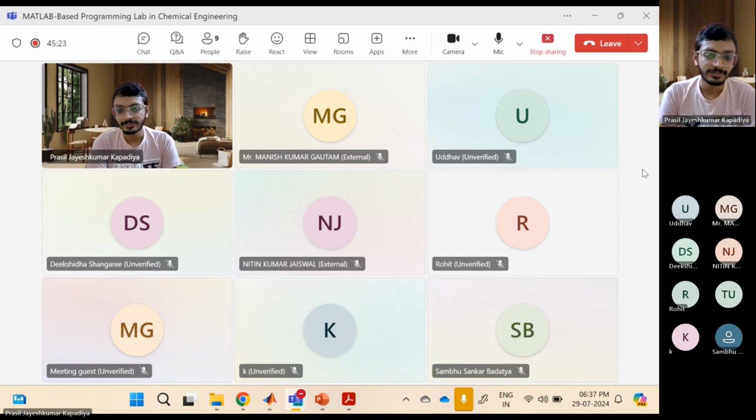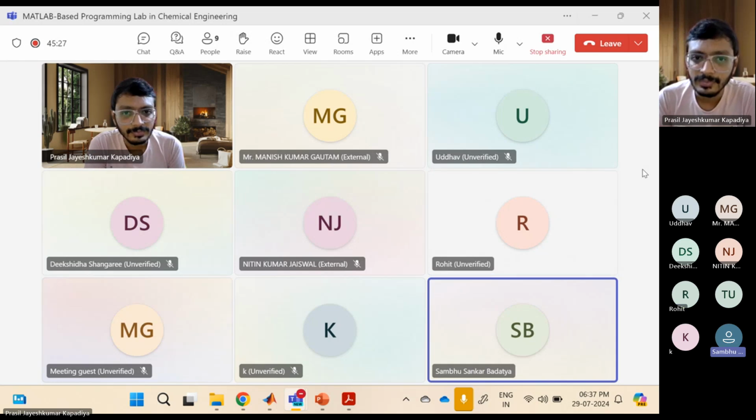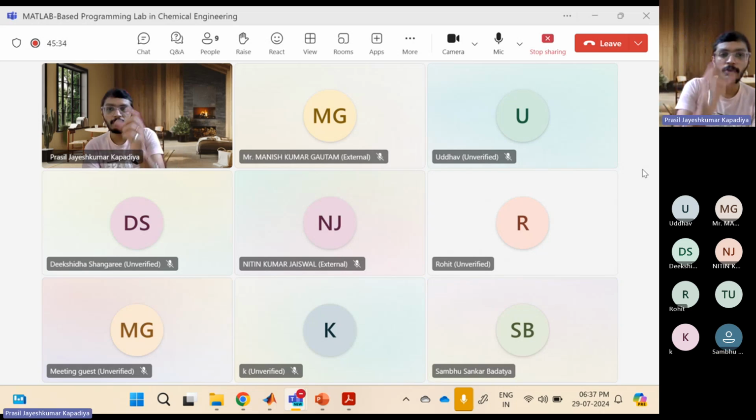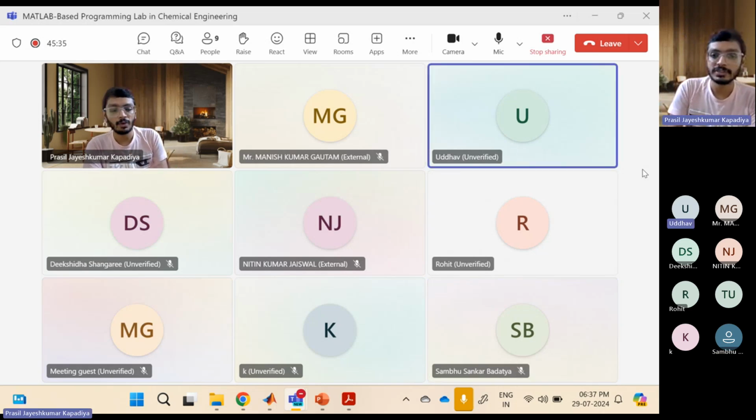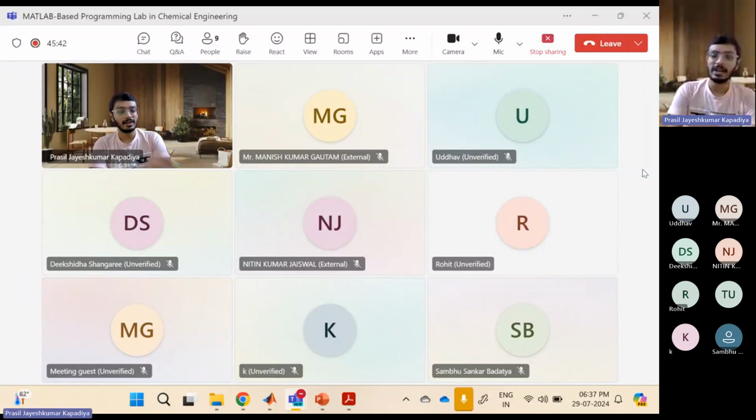Rohit? I think we can feed some codes like matrix and vectors kind of thing. No, I'm talking about plotting. What kind of XY plots can we make? We can plot the variation of mole fraction with respect to pressure. Yeah, exactly.